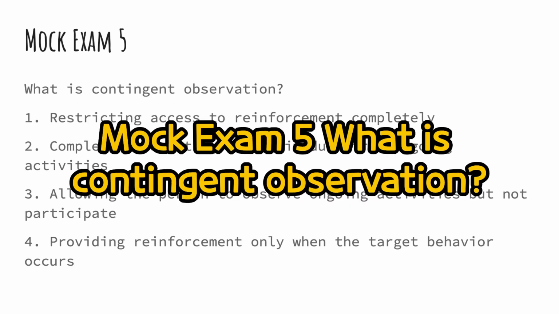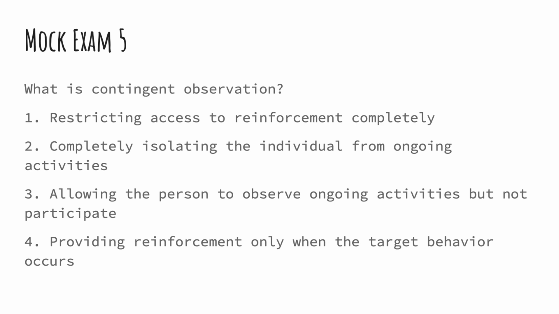Mock exam 5. What is contingent observation? 1. Restricting access to reinforcement completely. 2. Completely isolating the individual from ongoing activities. 3. Allowing the person to observe ongoing activities, but not participate. 4. Providing reinforcement only when the target behavior occurs.